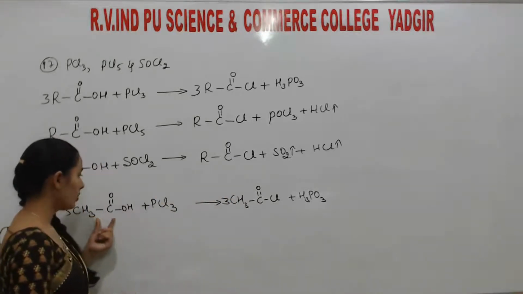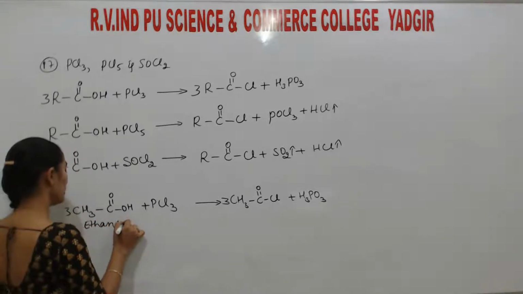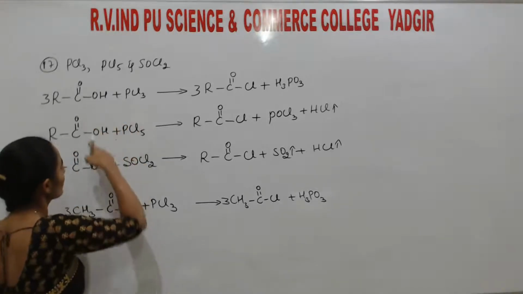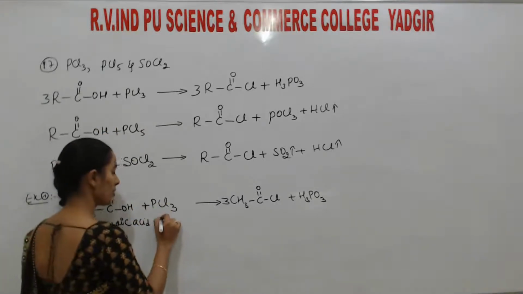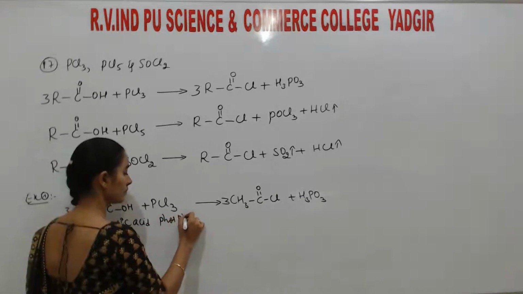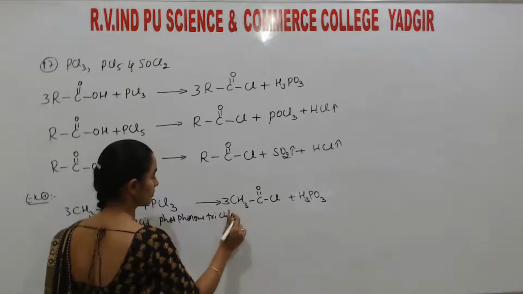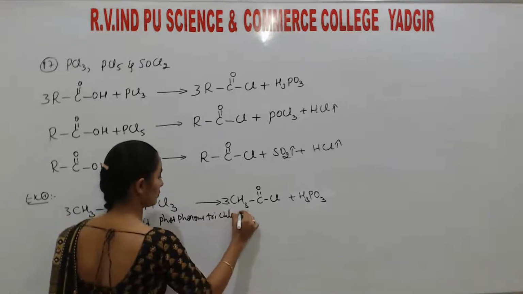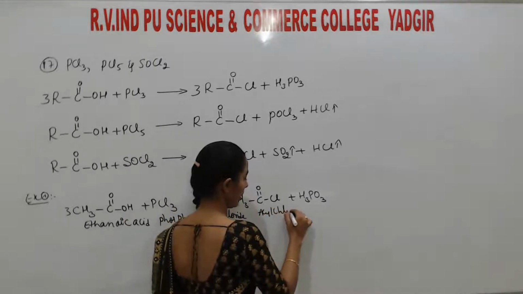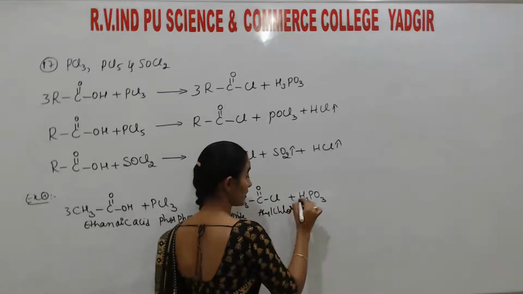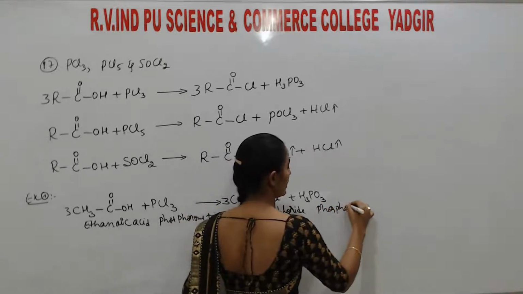Okay, so ethanoic acid. Now, writing the name is very important. Here I didn't write it. These are all carboxylic acids. Ethanoic acid. This is phosphorus trichloride. This one is acyl chloride or acetyl chloride. This is phosphorous acid. You get complete marks.